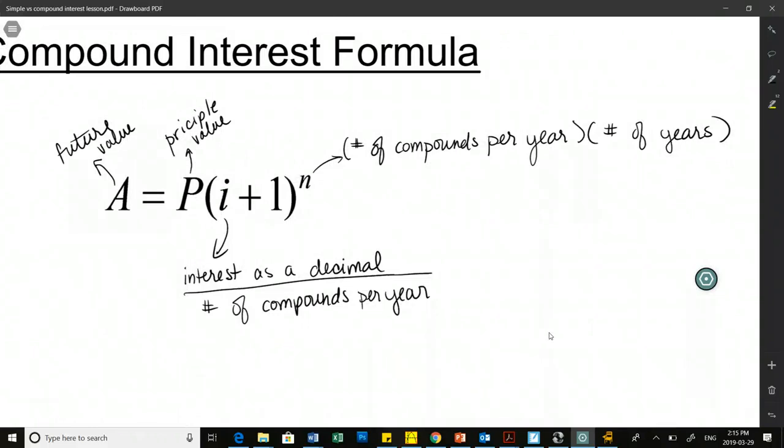When I calculate my N value, I want to know the total number of compounds in my given time. So if I compound twice a year for 4 years, how many times would I have compounded my interest? I'll say it one more time. If I compound twice a year for 4 years, how many total times? 8. Good. I knew you guys would get there.